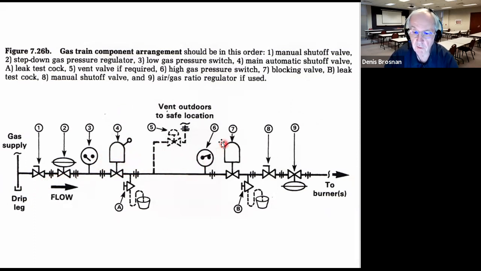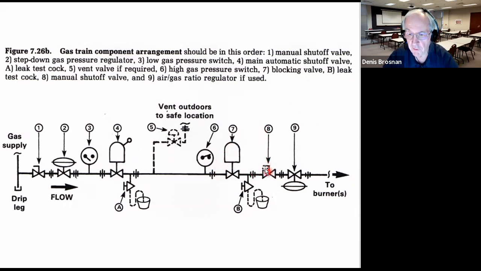Now, this particular diagram shows another blocking valve. That could be if gas is going to different kilns, or a number of kilns, or perhaps in a tunnel kiln in different burner groups. It's not always needed in a smaller kiln. You don't find it. But from there, you're going to proceed toward the burners.